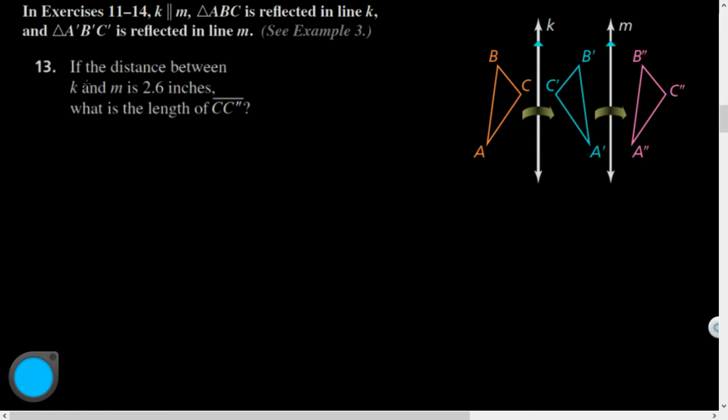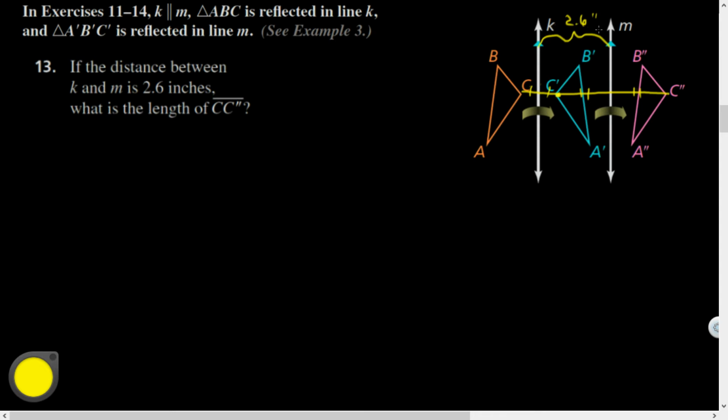It says if the distance between K and M is 2.6 inches. Let's see. K and M. Oh, here we go. Yep. So 2.6 inches. What is the length of C to C double prime? So that's the length we're talking about. And these two smaller parts are congruent to each other, right? This and this will be congruent to each other because that's the way reflection over those lines work.